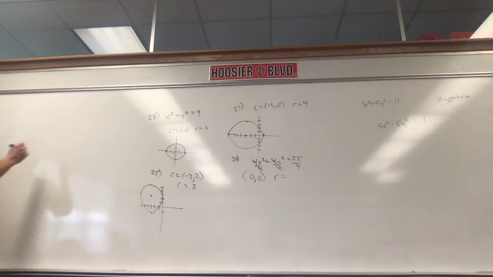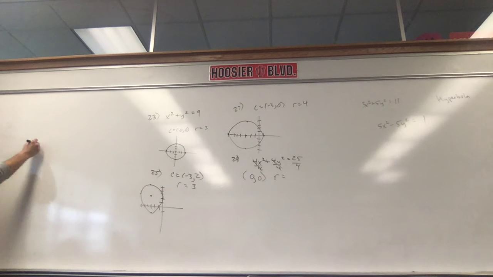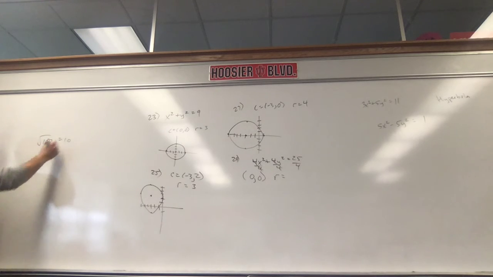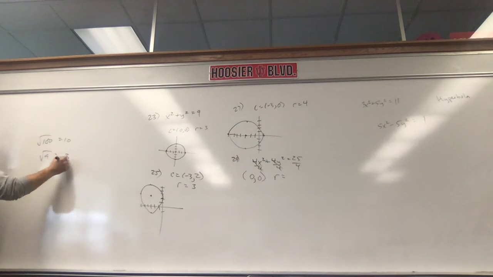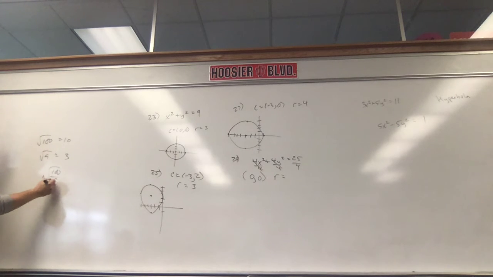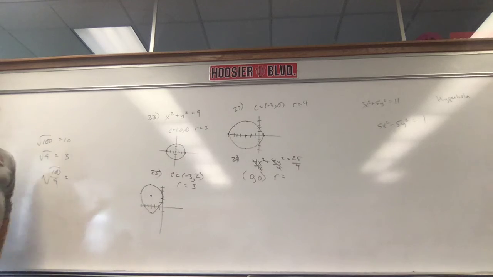Seriously, if I give you this right here, and I'm not making fun, I kind of am. If I ask you for radical 100, you guys have no problem saying 10. If I say radical 9, you'd say, oh, 3. I'm just asking what's radical 100 over 9. That's not any harder. It's 10 over 3. Okay, just put them together.